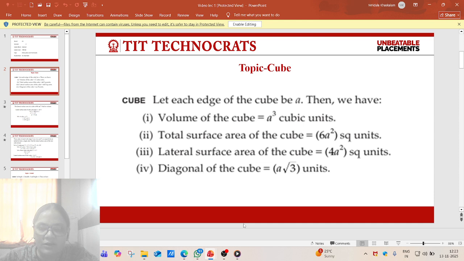The last one is the diagonal of a cube. If we connect the opposite corners, it is known as the diagonal of a cube, and the length of the diagonal of a cube is A root 3. So these are the basic formulas. With the help of these formulas, we will solve a few questions.